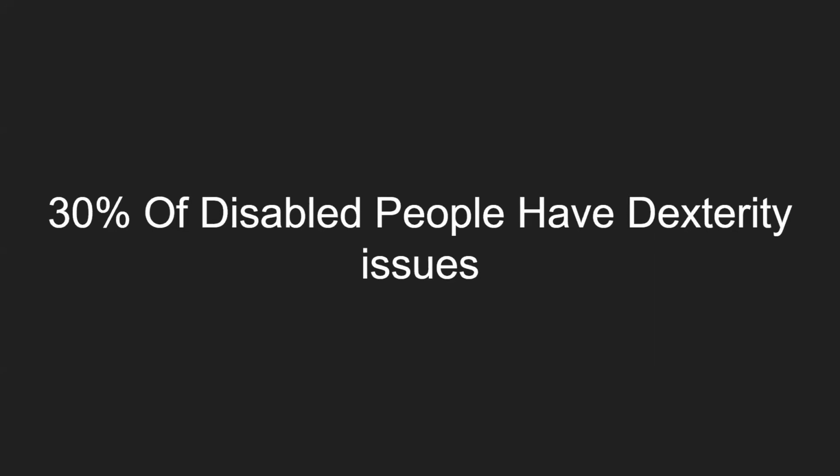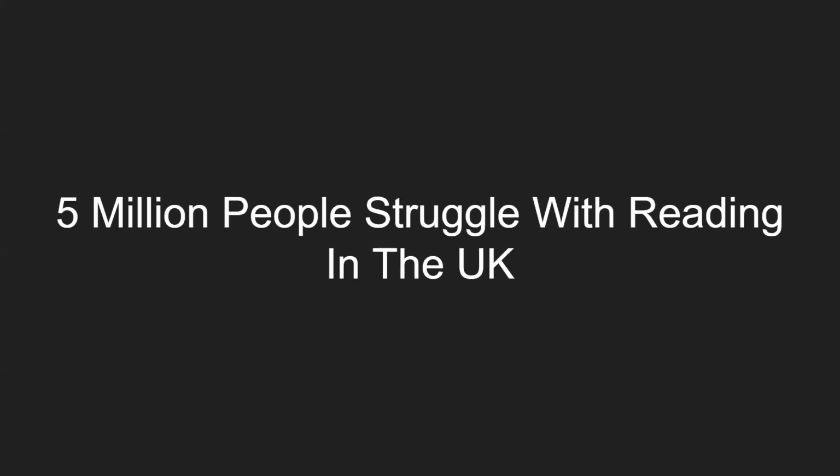So like I said, the point I want to reiterate is when you make things accessible for some, make them accessible for all. So 5 million people struggle with reading in the UK. I was shocked about this. I didn't realize it was this high. But if people can't comprehend what you're trying to say, it makes it much harder for them to figure out the information they need to provide you.